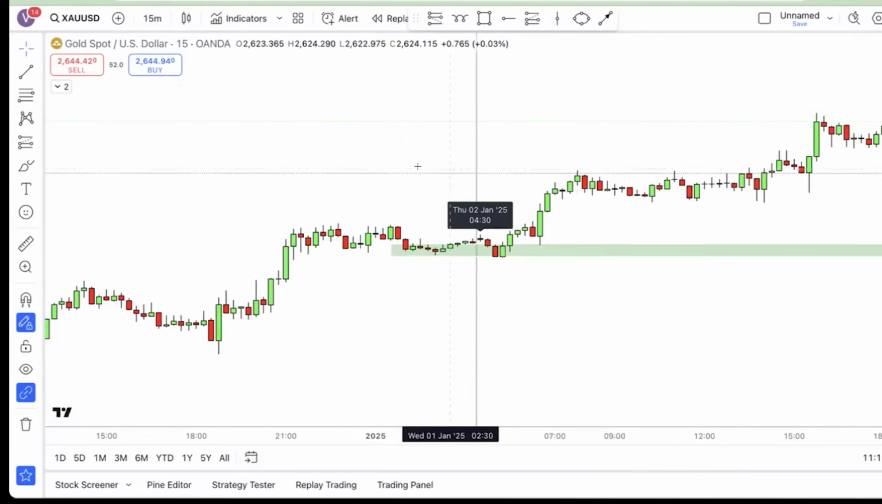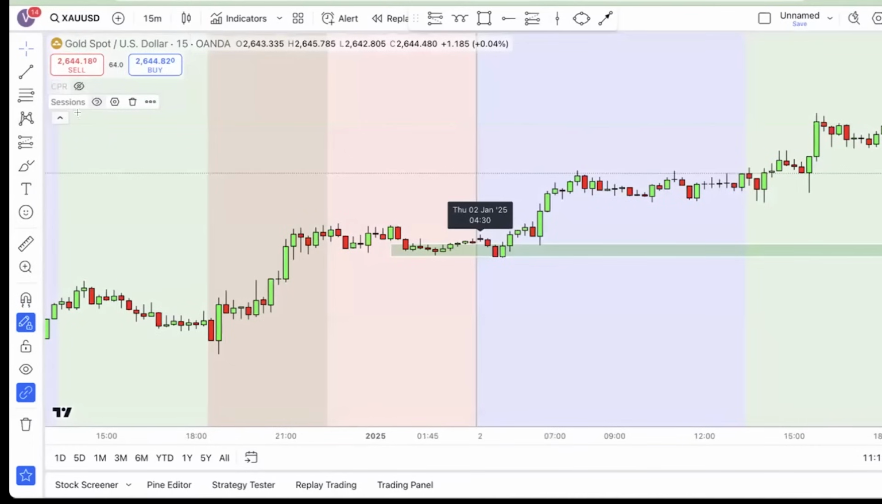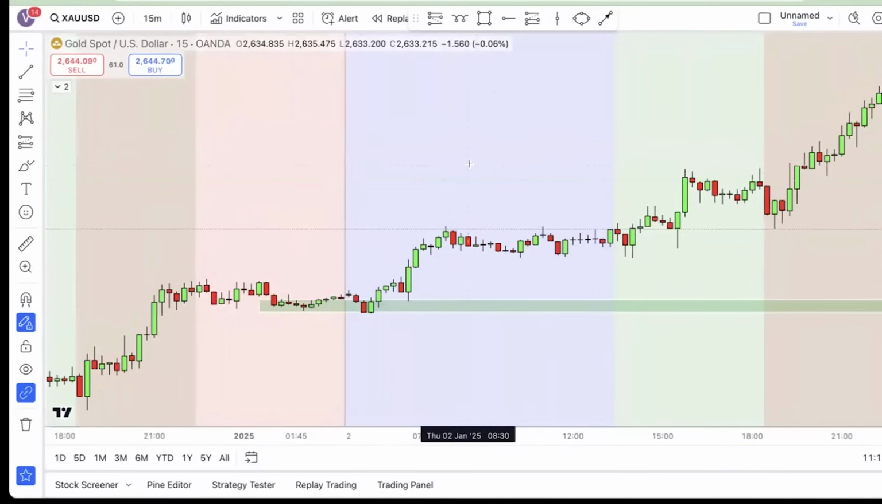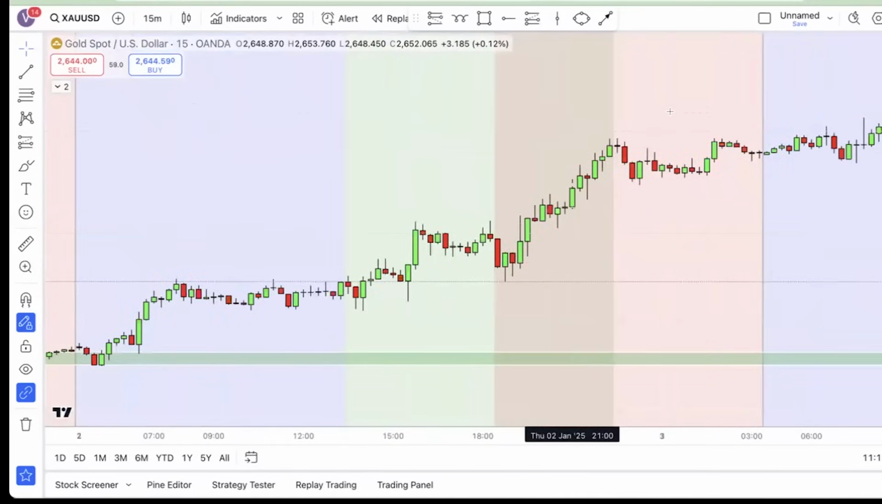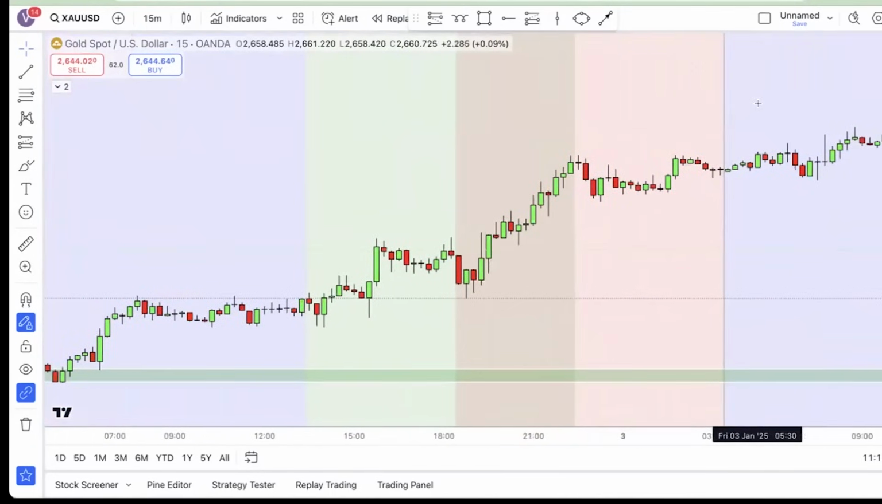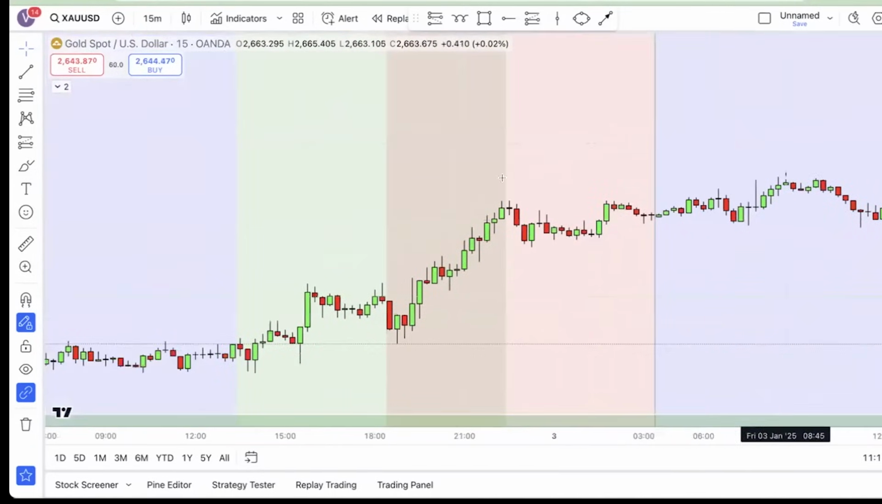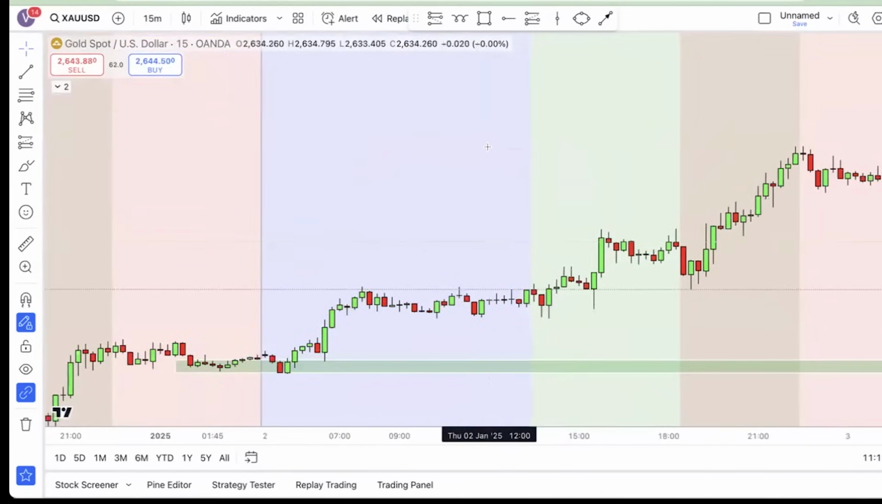Okay, for this strategy, I have an indicator called sessions indicator. So when I click this session indicator, it comes on my chart. You can see that on my chart, I have a blue color marked here, and here it is a green color, here it's a dark brown, and here it's a light brown, and again blue, like it's repeating. What actually is this color code? The color code is, this is the Asian hours.